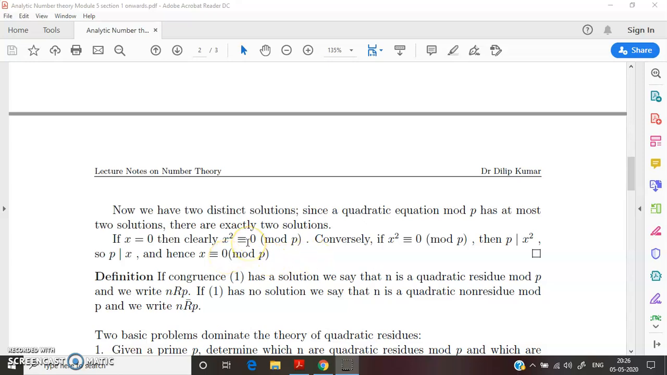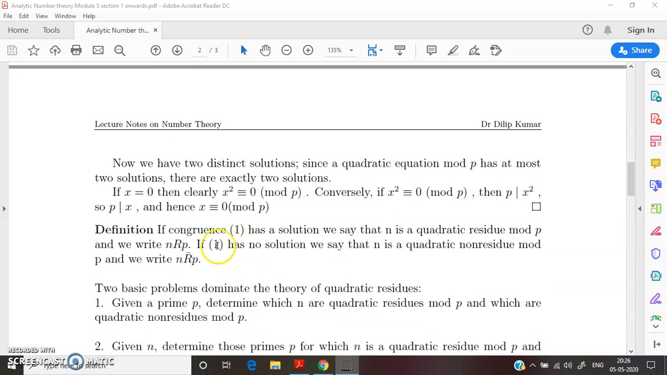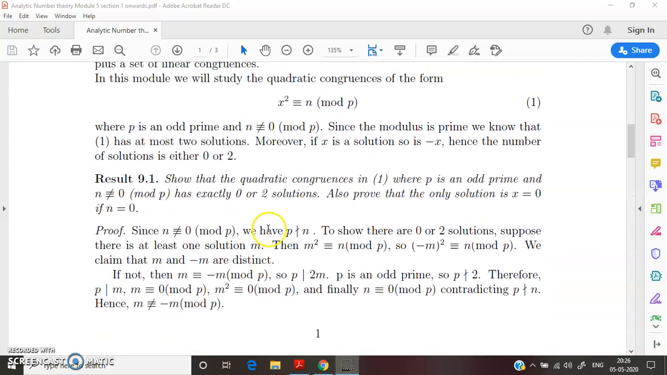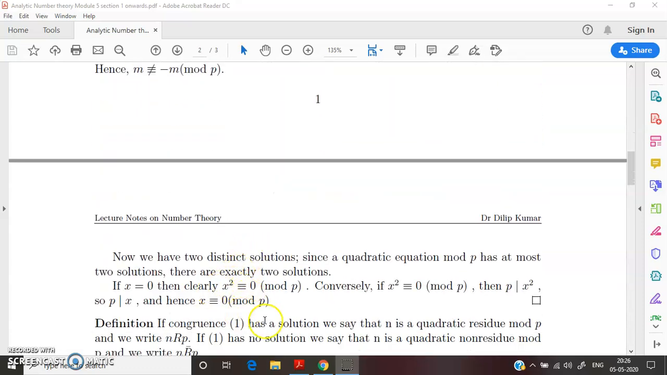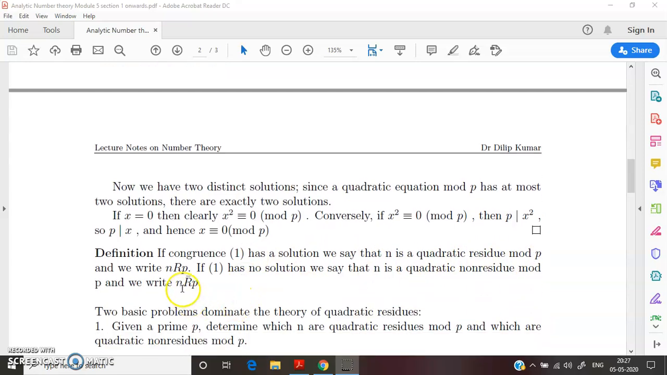Now let us come to the main definition. Here, if the congruence x square is congruent to n mod p has a solution, we say that n is a quadratic residue mod p, and we write n R p. That means n is a residue mod p. And if there is no such solution, we say that n is a quadratic non-residue mod p, or n is not a quadratic residue mod p, or n R bar p.